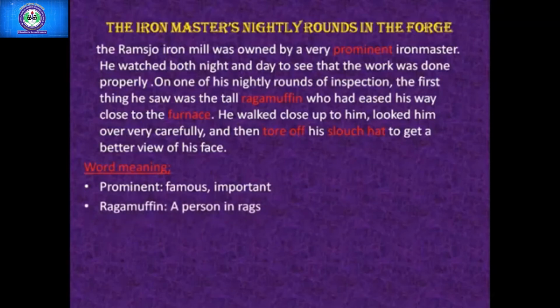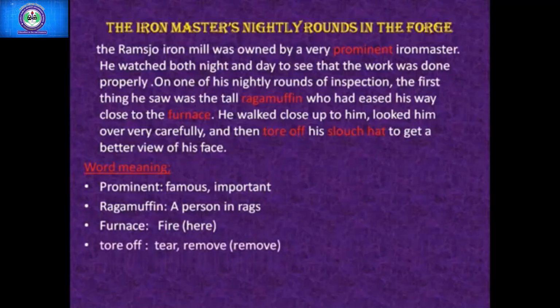The poor vagabond was sleeping. The blacksmith did not take care, but the owner of the mill had to see who was sleeping in his factory. So, the first thing he saw was the tall ragamuffin who had eased his way close to the furnace. He walked close up to him, looked him over very carefully, and then tore off his slouch hat to get a better view of his face. Tore off means to remove. He removed the hat from his face to get a better view because he wanted to find out who the man sleeping in his forge was.